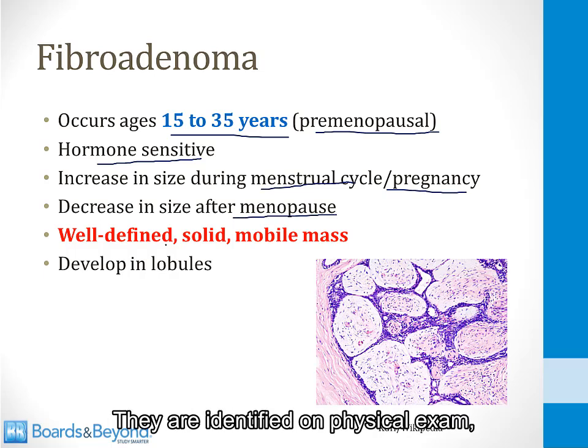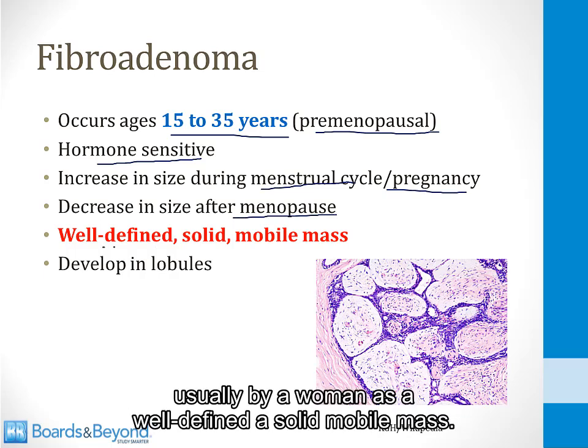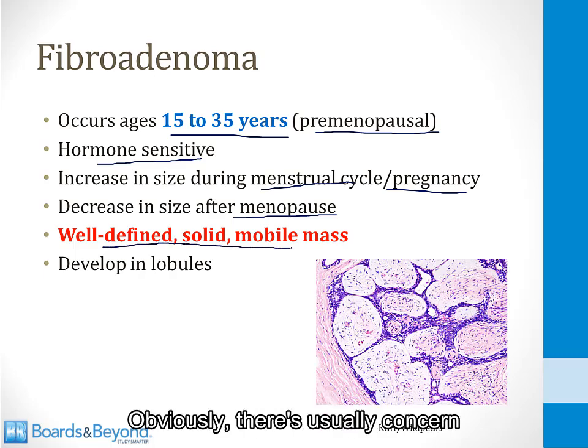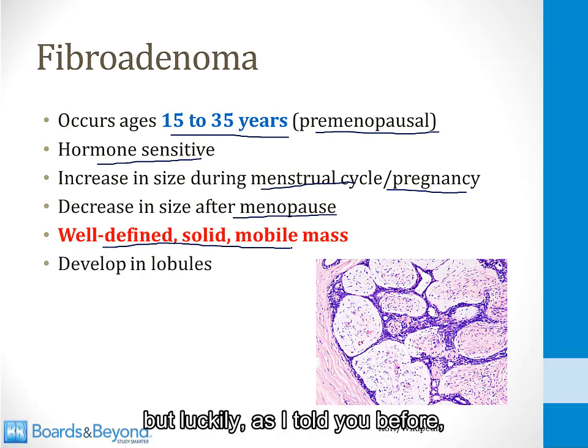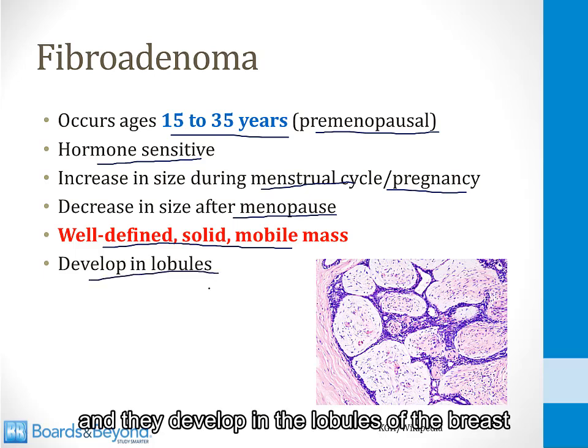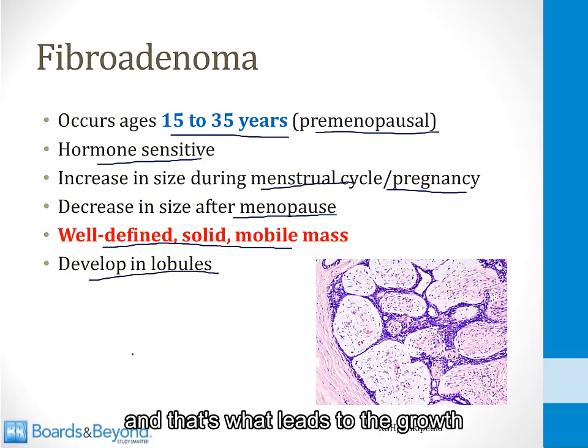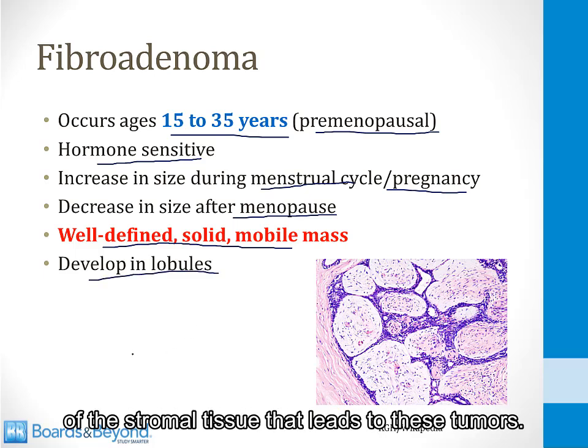They are identified on physical exam usually by a woman as a well-defined solid mobile mass. Obviously, there is usually concern for a malignant carcinoma of the breast, but luckily, as I told you before, these are benign tumors, and they develop in the lobules of the breast, and that's what leads to the growth of the stromal tissue that leads to these tumors.